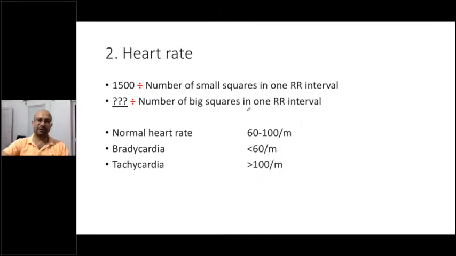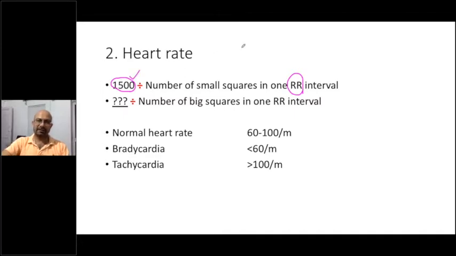Otherwise, your interpretation of the ECG findings will be faulted. How do you calculate the heart rate? Not very difficult, not rocket science. You have a magic number, 1500. You divide it by the number of small squares in 1 RR interval. So how many small squares are there between 2 R waves? That is 1 RR interval. You divide 1500 by that.